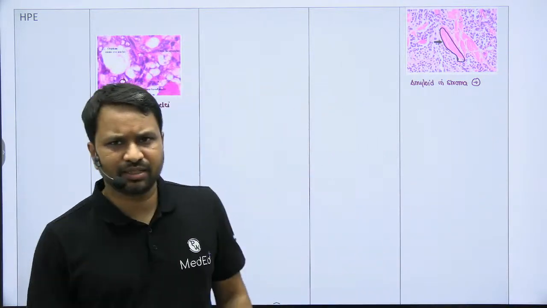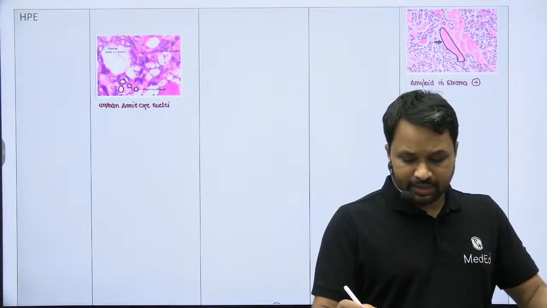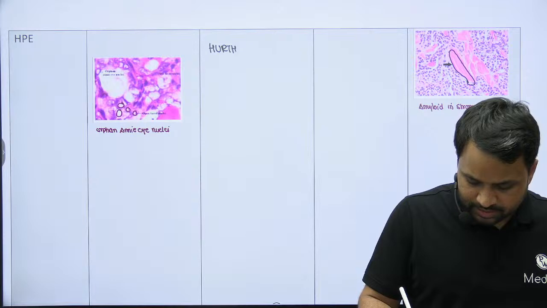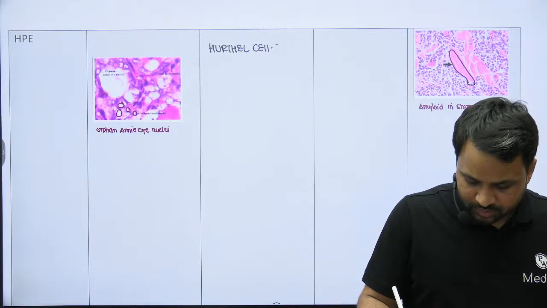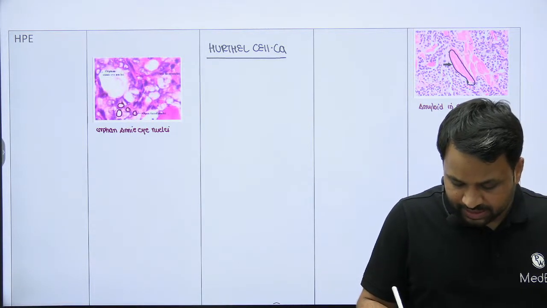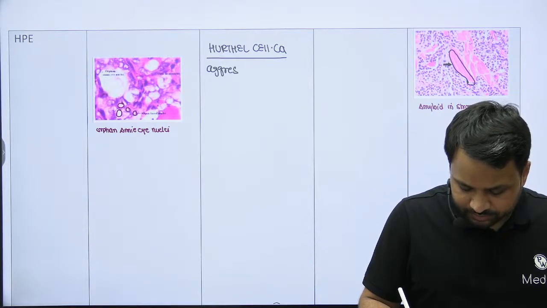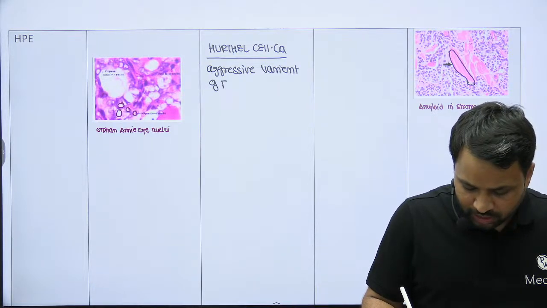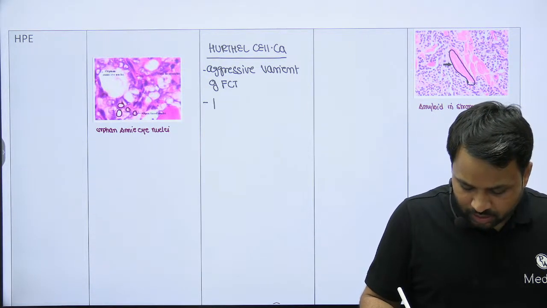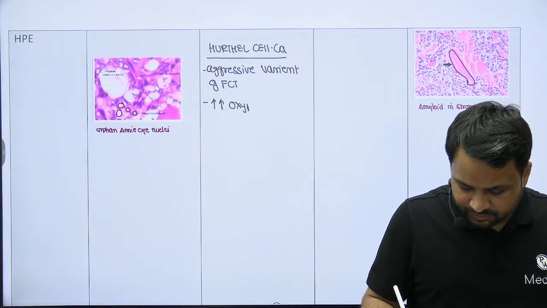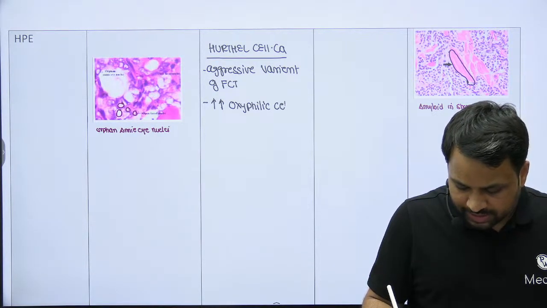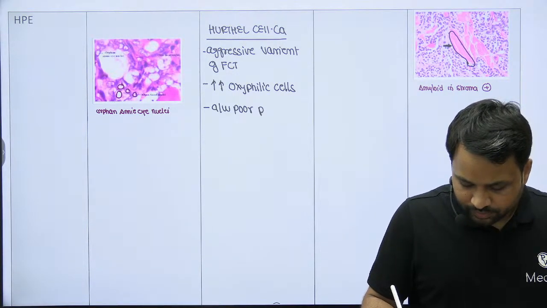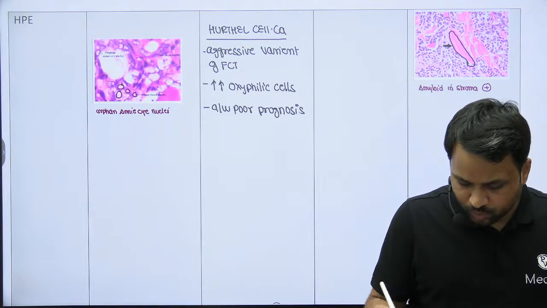This gives you the diagnostic criteria, the components that you are looking at. Among the thyroid cancers, you can have a variant called the Hurthle cell carcinoma. Now, Hurthle cell cancer is basically an aggressive variant of follicular cancer thyroid. It has an excessive amount of oxyphilic cells, also called Askanazy cells, and this is associated with poor prognosis.